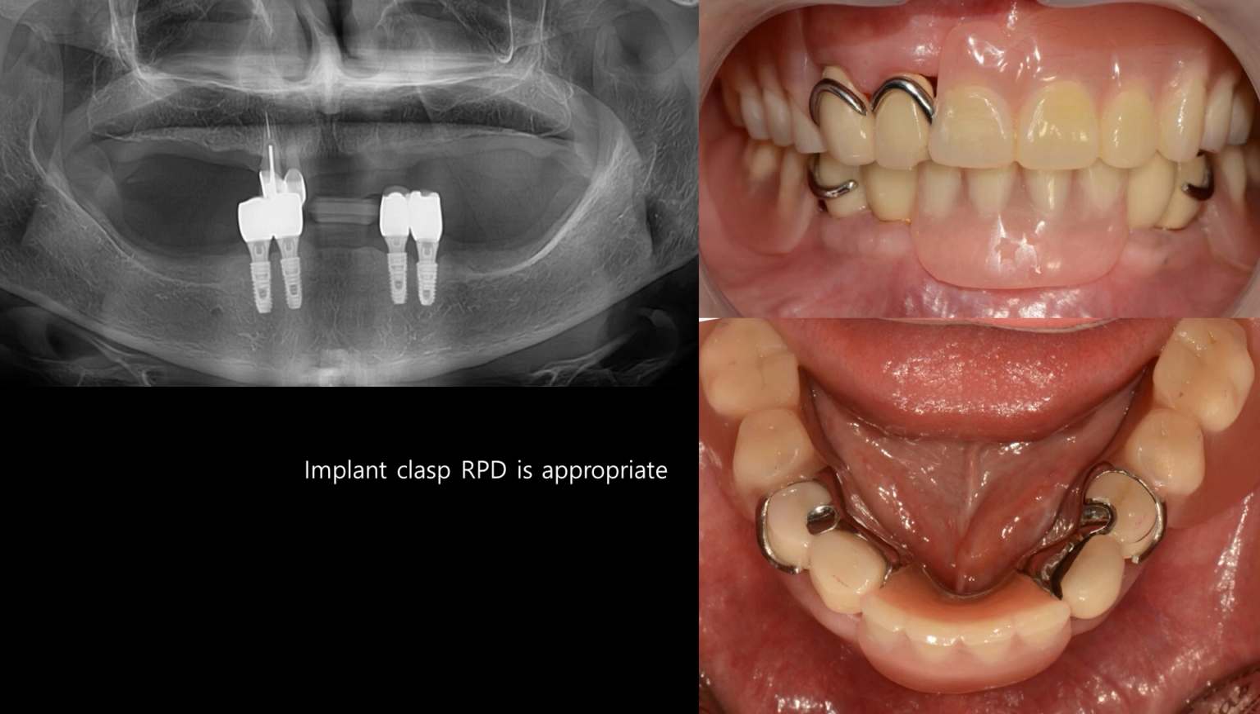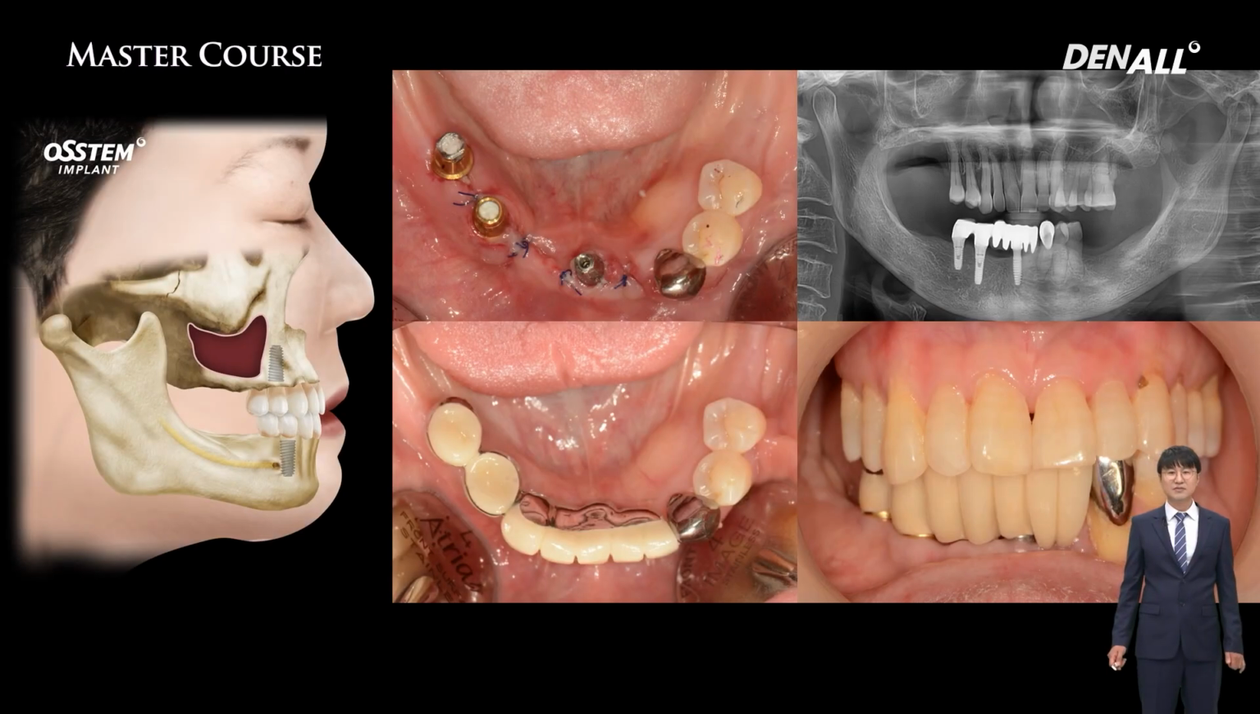Between the mental foramina, there is no anatomical structure, so you can place implants there. And for an aged patient, rather than doing risky bone grafting in the current bone conditions, doing it easily like this option is what I opt for.